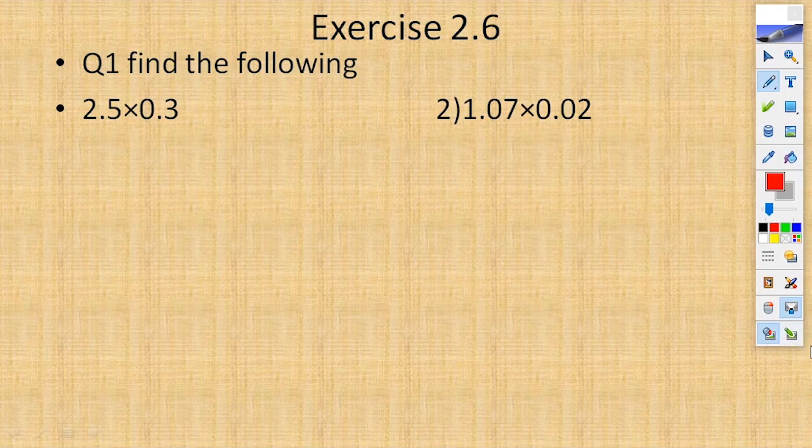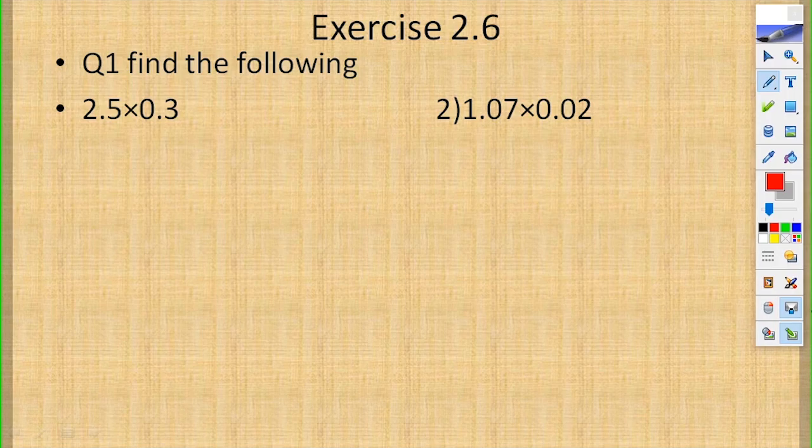Now, for exercise 2.6, question number 1, we need to find the product of the decimals. I have taught you in the first video, you will just ignore the decimals. I will multiply 25 and 3. I know I have 1 and 1, 2 decimal places in my answer. I should have 2 decimal places in the answer.